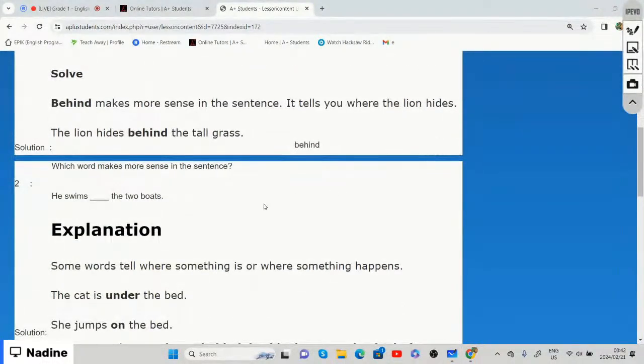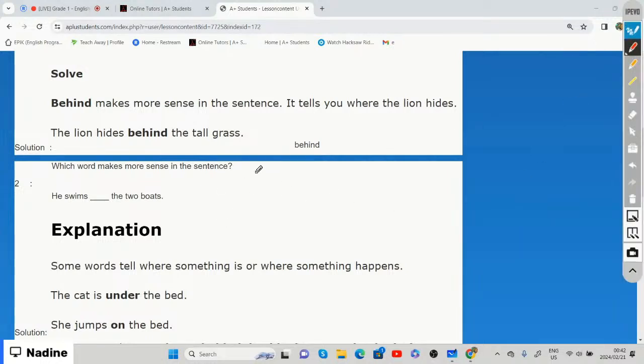He swims the two boats. So if we have two boats, right? Let's say this is the sea. Then we have here's a boat, here's another boat, and this is where the person is swimming, right? So then where is this person swimming? Here's boat one, and here's boat two. And here the person is swimming.